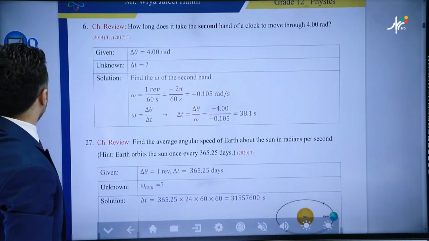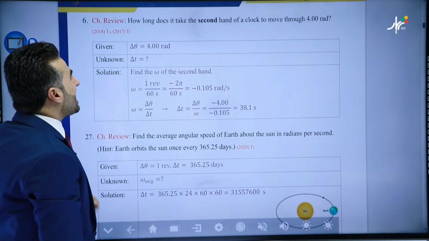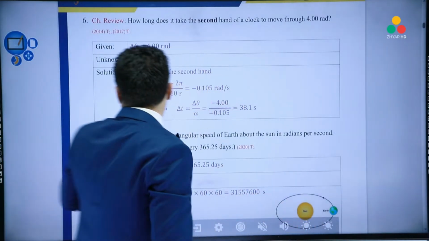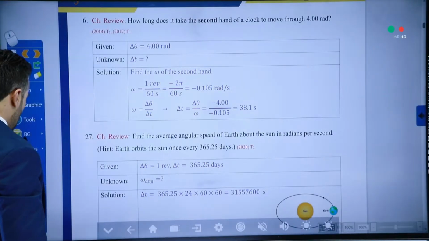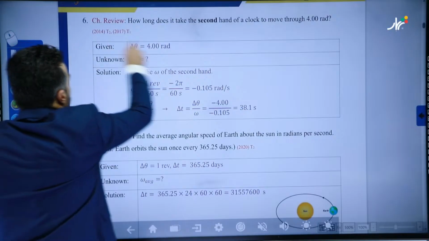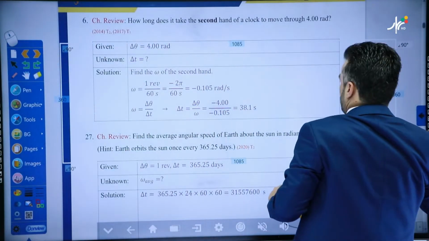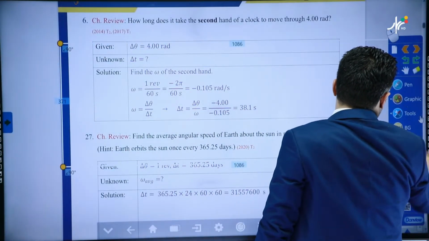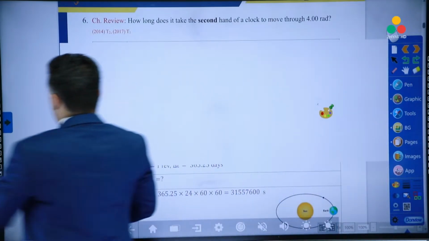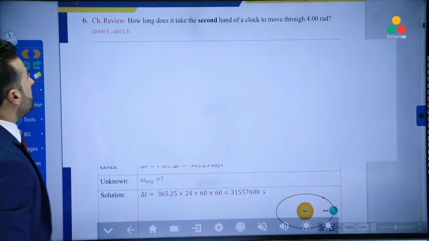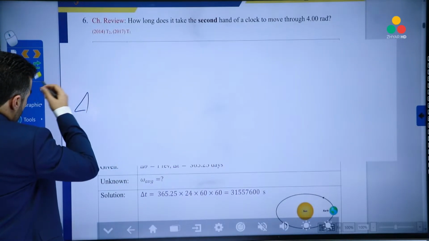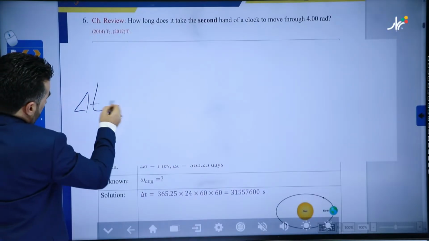Take a look at this question. It says, how long does it take the second hand of a clock to move through 4 pi radian? All right, watch this. So we've mentioned earlier, let's use this. Okay, so stay with me. The first thing we have says, how long does it take the second hand? So what is not given, or what has been asked, is delta t, right?